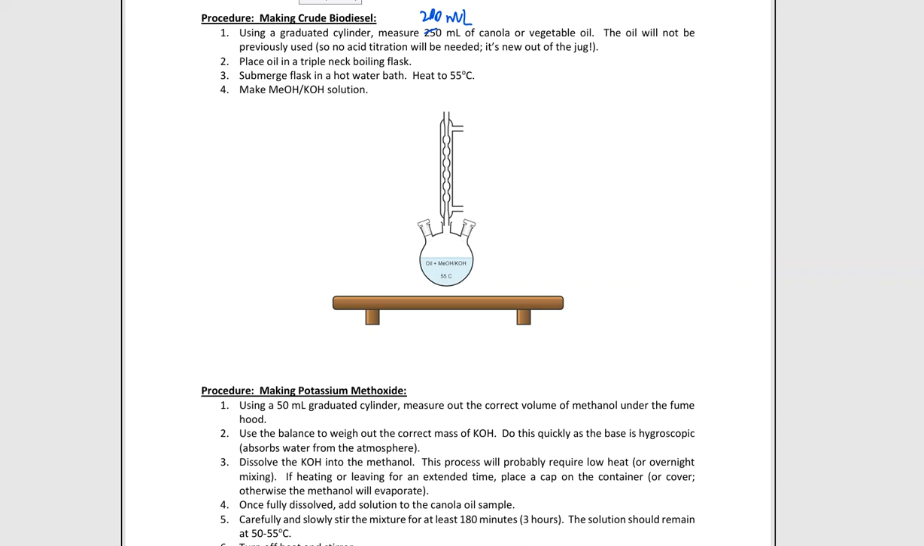Next, place the oil in a triple neck boiling flask. Ooh, that sounds fancy. You could have used a boiling flask already. Here it is.